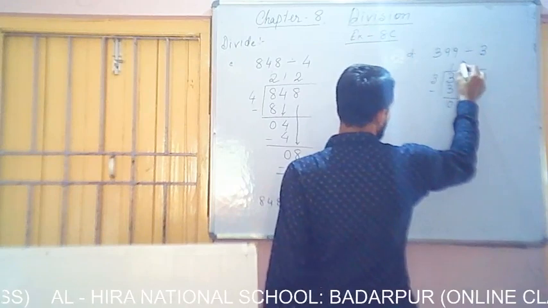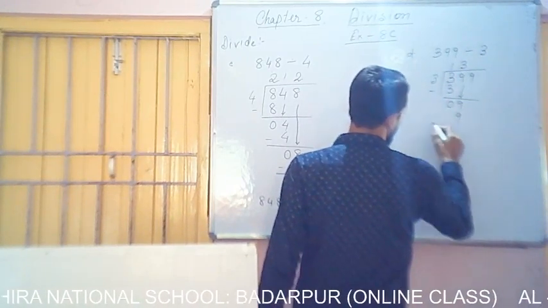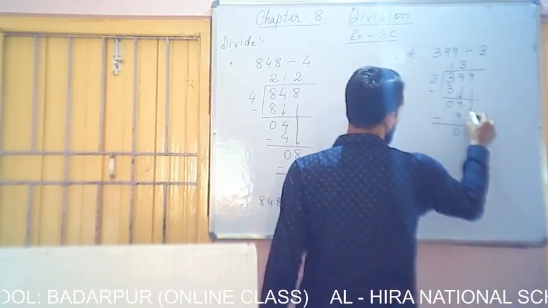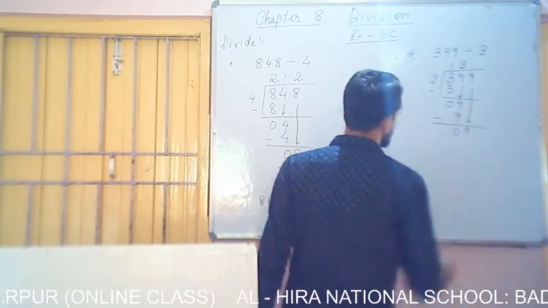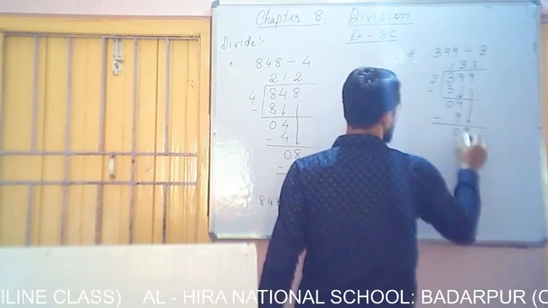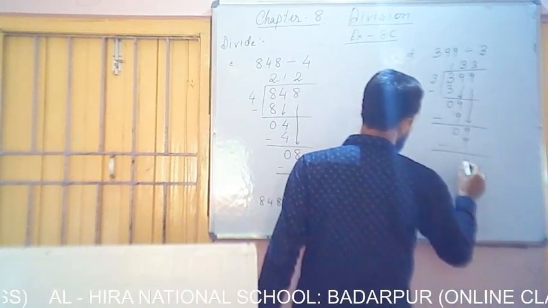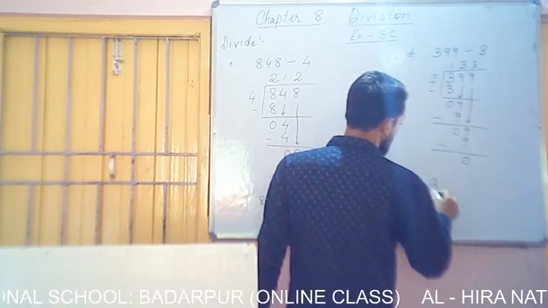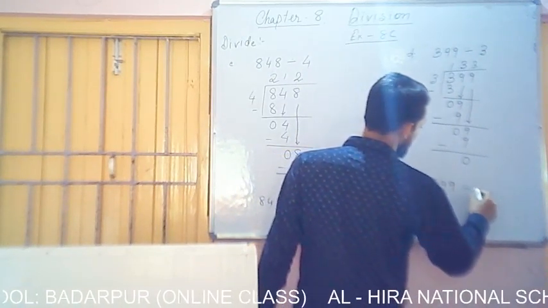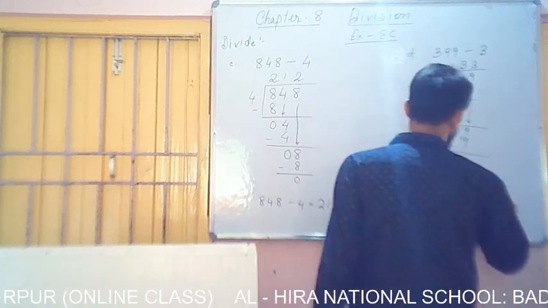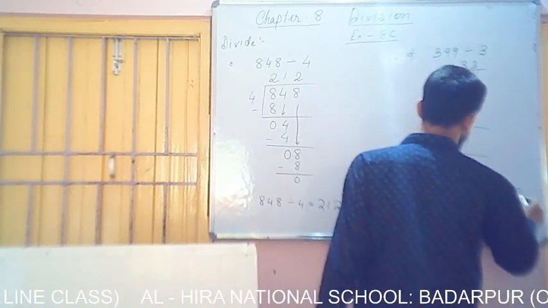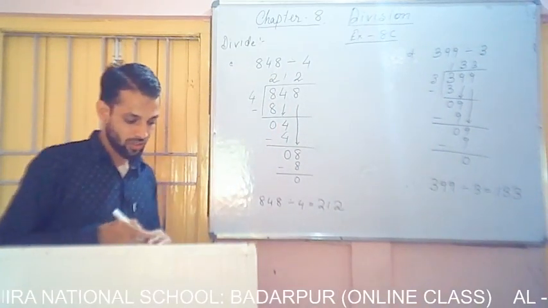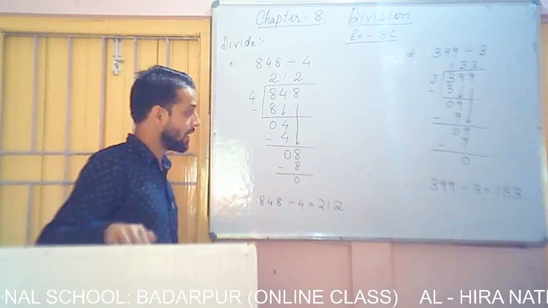So we have to follow the multiplication table of 3. 3 3s are 9. Again we have to subtract. 9 minus 9 equals 0. Again you bring down 9 ones here. 3 3s are 9. So again 9 minus 9 equals 0. Therefore we can write 399 divided by 3 equals 133. So the answer for this question is 133.